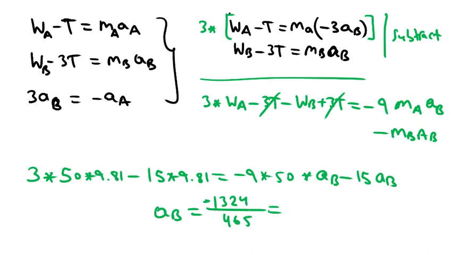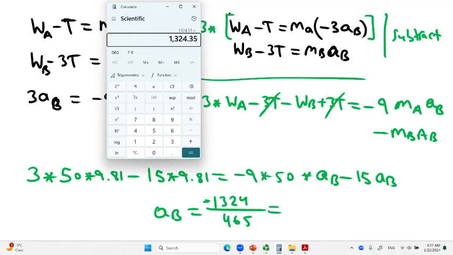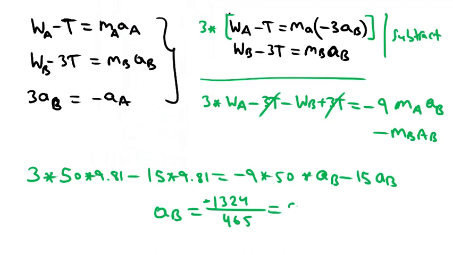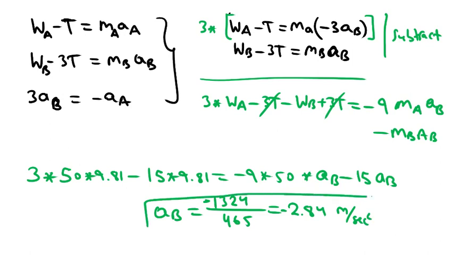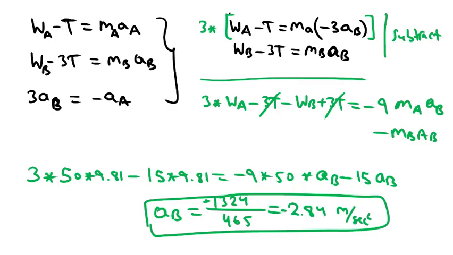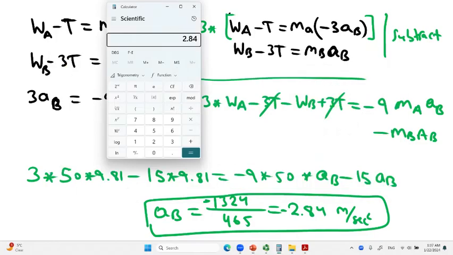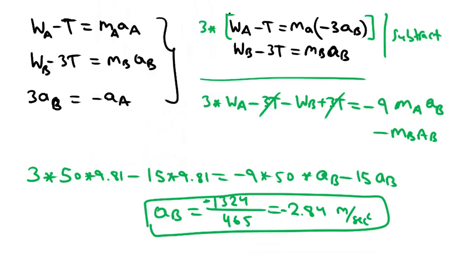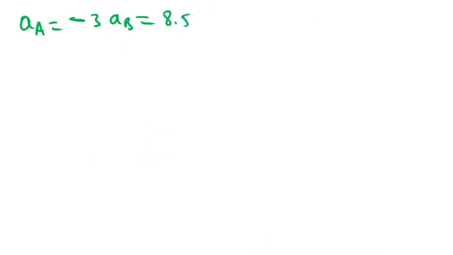And then that means that AB is divided by 465, 2.84 negative meter per second squared. Okay, and then A is negative 3 times AB, and then that will be 2.84 times 3 is 8.52 meters per second squared.